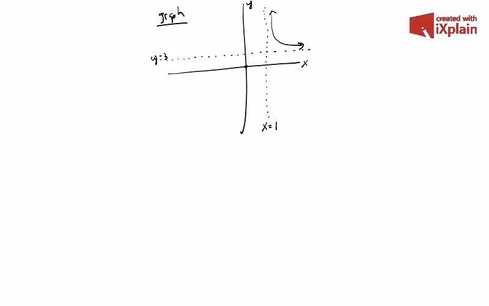Here you can use a test value if you're not sure. Something between 0 and 1, so x is 1/2. Evaluate the function, see what the output is, and then decide whether you go up or down. After you evaluate that, you see that you have a negative value, so your function is going to go down like that. And so we need to connect the x-intercept to the left.